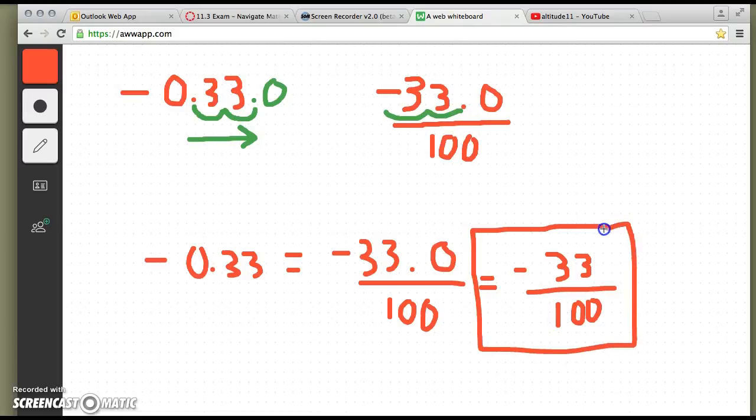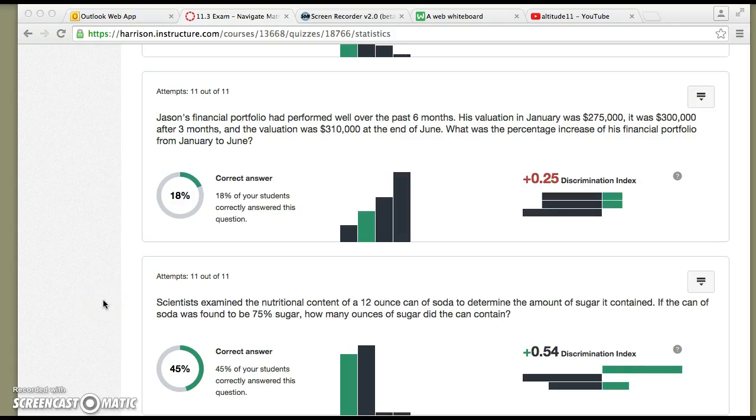All right, so we've got a couple more questions here we're going to take a look at, and we'll get onto those in just a second. Our next problem we're going to take a look at here, guys, is number 28. It says Jason's financial portfolio had performed well over the past 6 months. His valuation in January was $275,000. It was $300,000 after 3 months, and the valuation was $310,000 at the end of June. What was the percent increase of his financial portfolio from January to June?